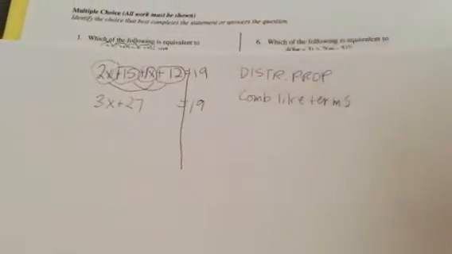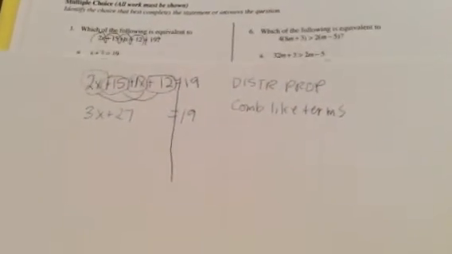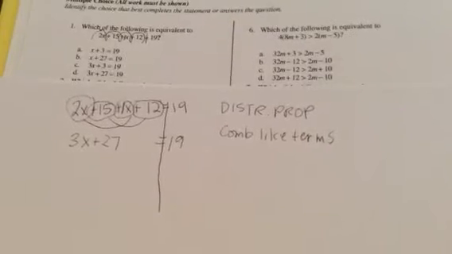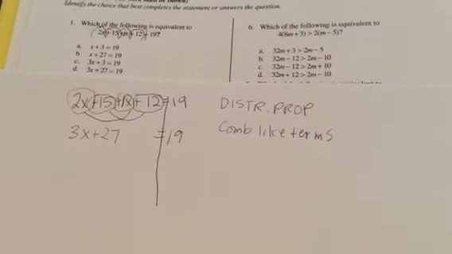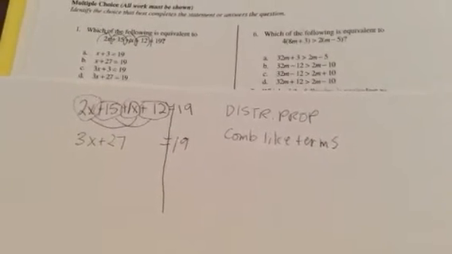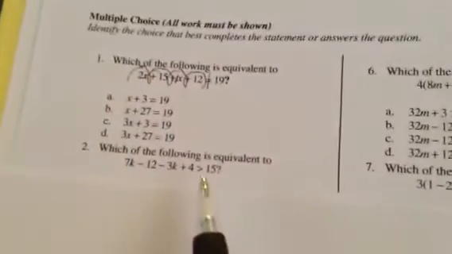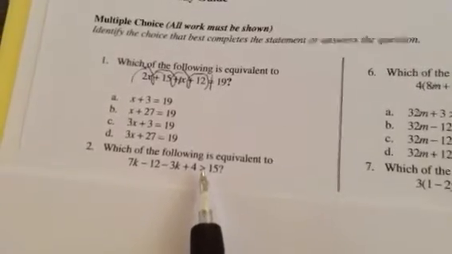So let's see if that answer is there. 3x plus 27 equals 19. It is in fact there. It is letter D. Okay? Let's try another one. Let's try, which of the following is equivalent to, now this time please notice we have an inequality rather than an equation.